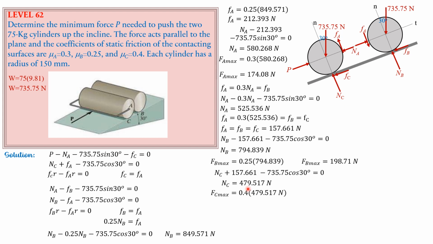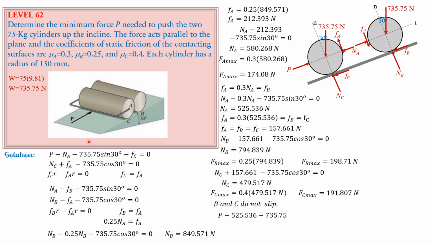So 0.4, because the coefficient of static friction at C is 0.4, of N sub C. FC max is equal to 191.8 newtons, and that is greater than F sub C that is needed for the two cylinders to remain in equilibrium. Therefore, point C also does not slip. So for our final answer, B and C do not slip, only A slips.